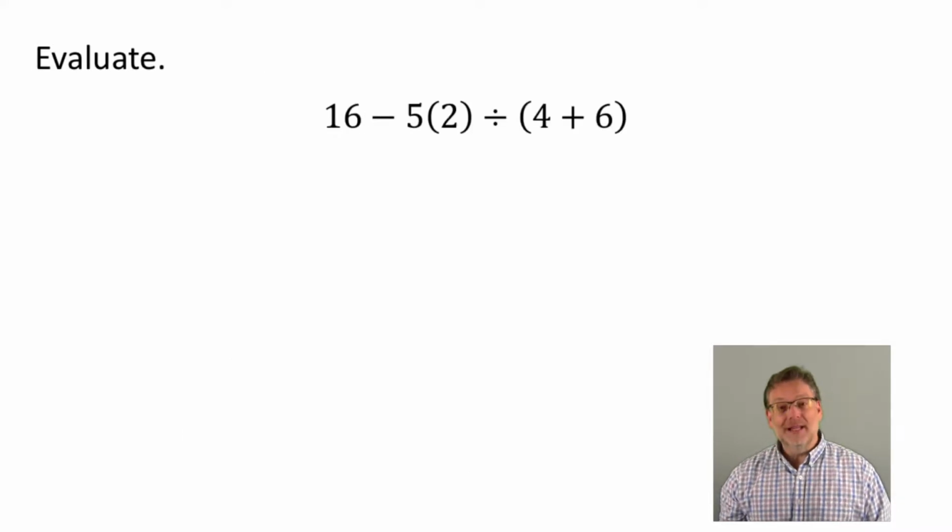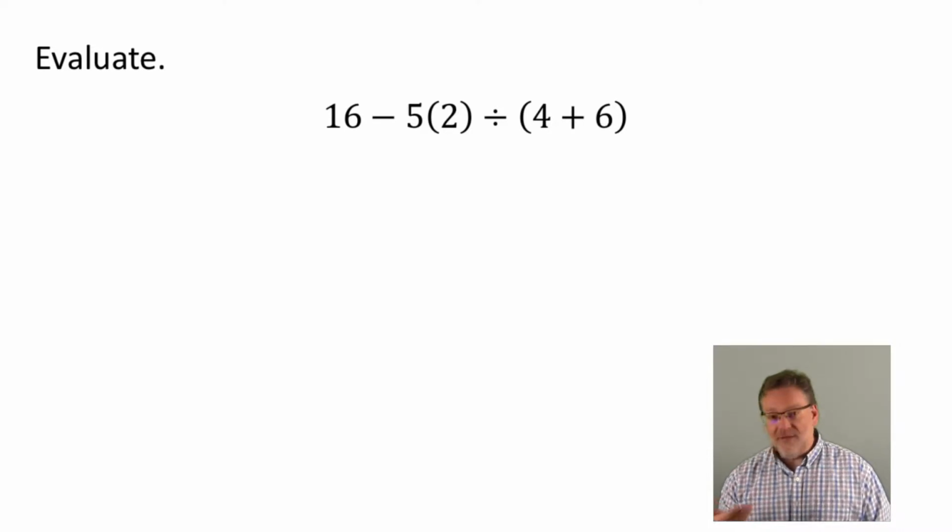So with that in mind, let's apply these things to an example. I have 16 minus 5. There's a 2 in parentheses there. What's going on between the 5 and the 2? It's multiplication. So 16 minus 5 times 2 divided by, in parentheses, 4 plus 6. We refer again to our order of operations. What's done first? The parentheses. 4 and 6 are added together to give us 10.